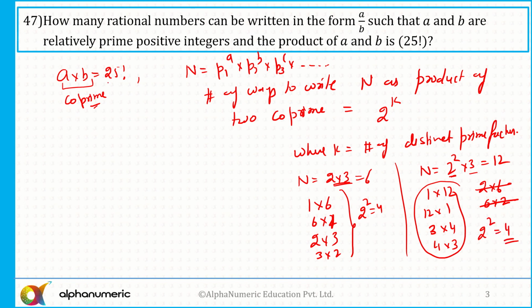So now I need to find out a into b is equal to 25 factorial. So 25 into 24 into 23 and so on till 1. So how many prime factors are there for this number?